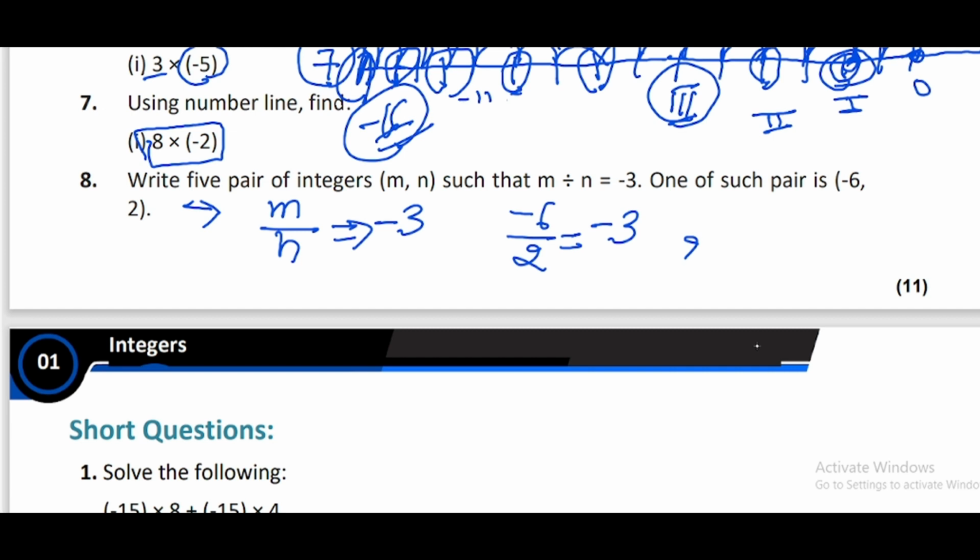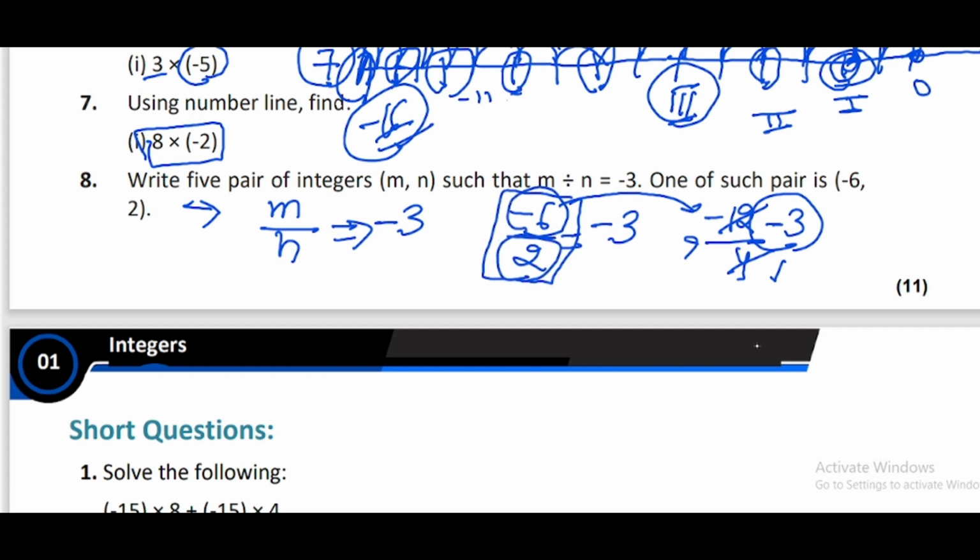Then same as, the multiple of 6 by 2 is minus 12. Then the multiple of 2 into 2 is 4. Then we cancel out, 4 ones are 4 and 4 threes are 12, that is minus 3. It means the same multiple of denominator and numerator gives minus 3. Let's see.